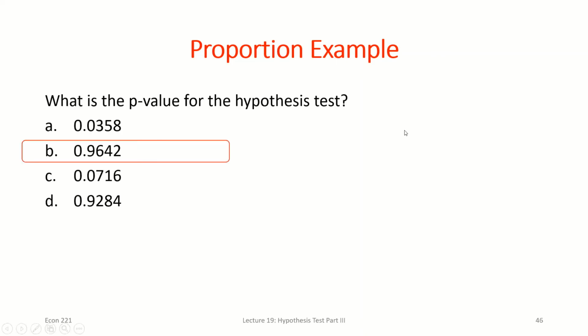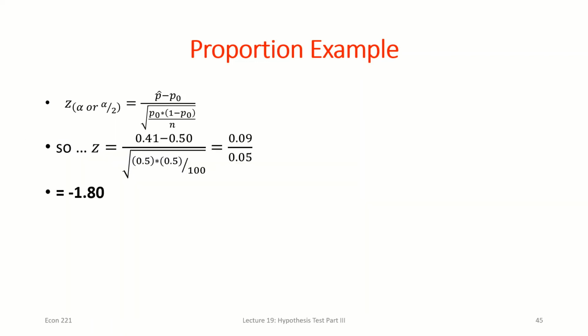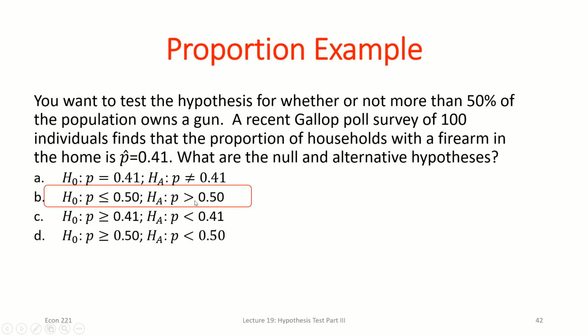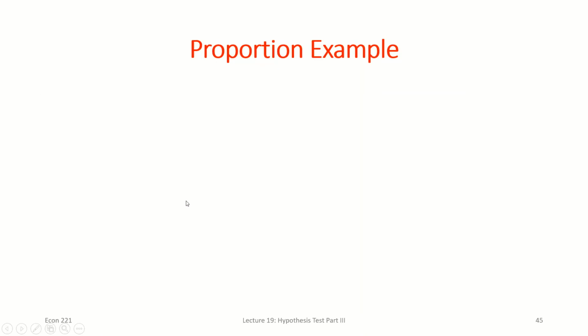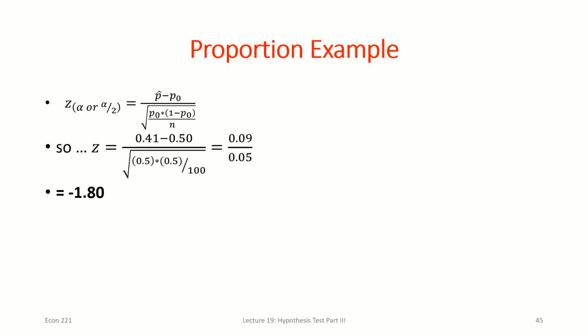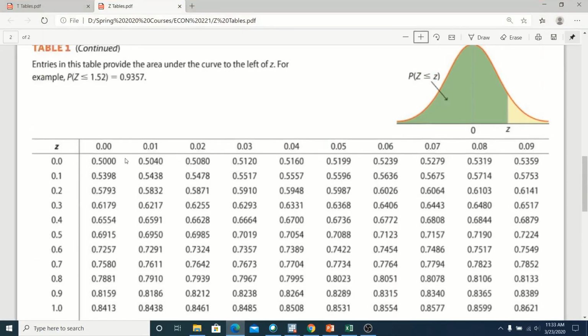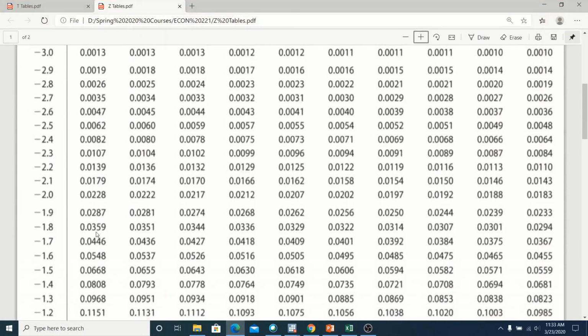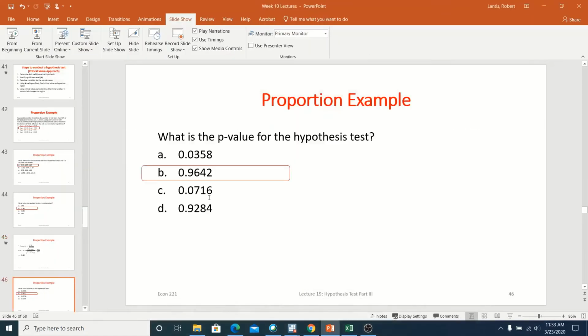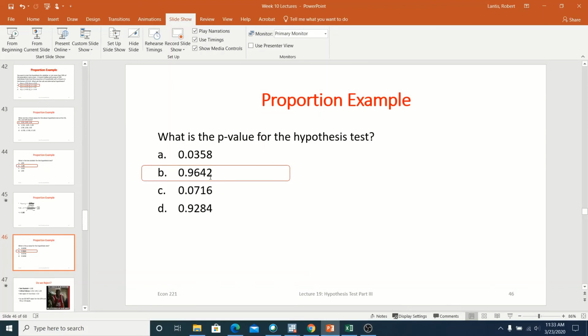I appreciate that. So what's the p-value for this test? Well, if we wanted to look this up, we've now got our test statistic of negative 1.8. The p-value would be for a right-tailed test, the area to the right of that. So what would I do? I would look up negative 1.8 in my table. So I look up negative 1.80, 0.0359, but that's the area to the left. I have a right-tailed test, so I'd have to subtract that from 1. When I subtract that from 1, I get 0.9642.